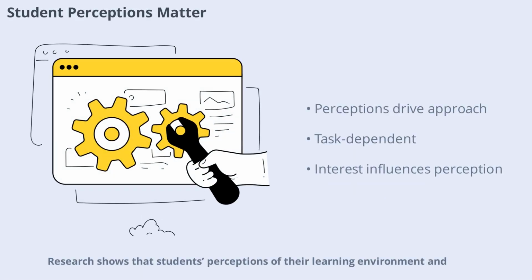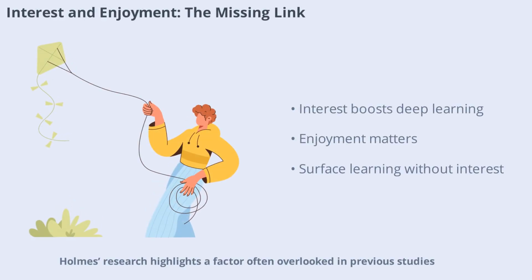Research shows that students' perceptions of their learning environment and assessment tasks are closely tied to the approach they take. If they see a task as requiring memorization, they'll likely use a surface approach. If they see it as needing understanding, they'll aim for a deep approach. However, these perceptions can vary from one task to another, and even within the same course, depending on the student's interest and understanding. Holmes' research highlights a factor often overlooked in previous studies: the role of interest and enjoyment.